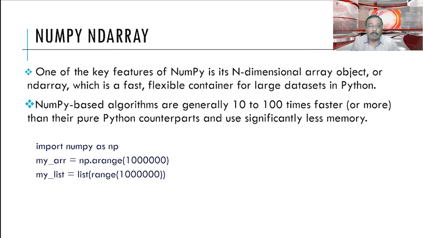For example, if you are going to have an array created using arange, that is a NumPy function, of some 1 lakh numbers, and the same is used for creating a range of numbers using a list, the time taken by the NumPy array is very less when compared to the list, which is the default that comes with Python.